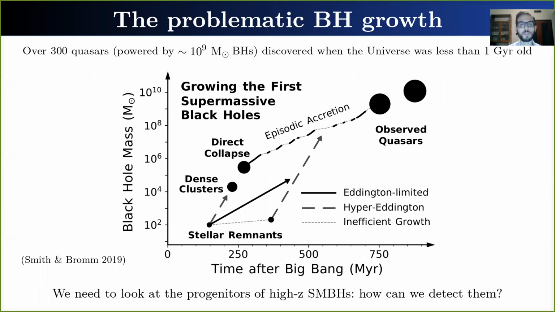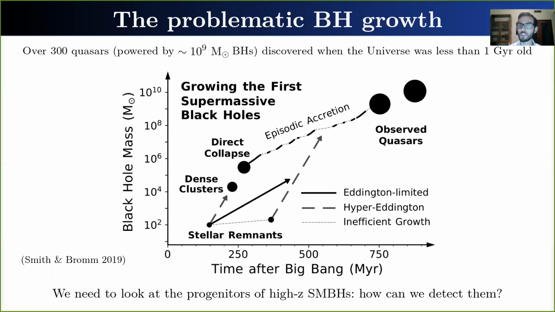Because these objects, with estimated masses of around 10^9 solar masses, power the bright quasars detected at redshift 6 and above, when the universe was only 1 gigayear old. It is very difficult to explain the presence of such massive objects in such a short amount of time with the standard models for black hole formation and growth. Therefore, alternative models that allow for the formation of large seeds or that allow for super-Eddington accretion are needed. But in order to constrain them, we need to find the progenitors of these supermassive black holes at redshift 6. How can we detect them?